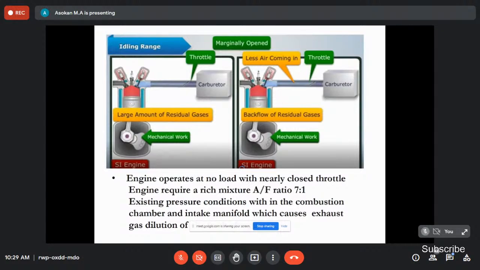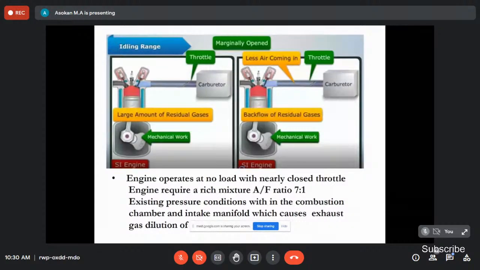So with the throttle valve 90% closed, we supply the air-fuel mixture. What type of mixture are we going to supply? Suppose we supply a lean mixture: the exhaust gas already available here dilutes the air-fuel mixture, so no combustion happens. That's why we supply a small quantity of fuel with a rich mixture; then combustion takes place, because of the dilution problem. The engine operates at no load with the throttle nearly closed and requires a rich air-fuel mixture of 7:1.